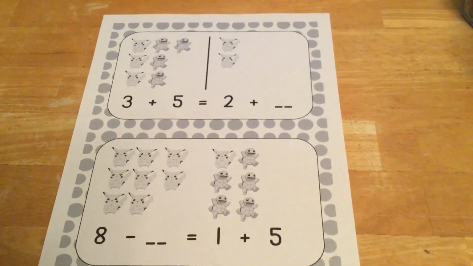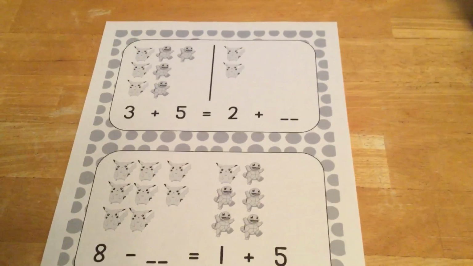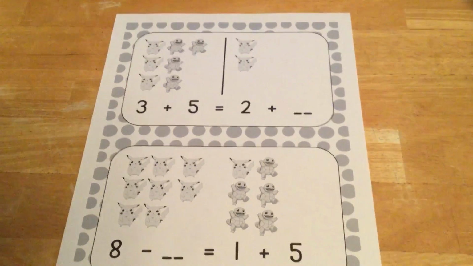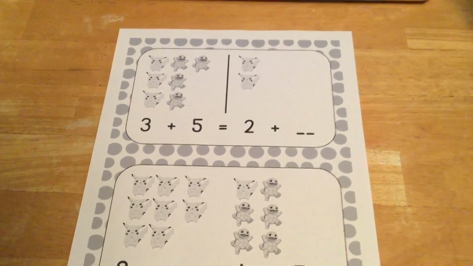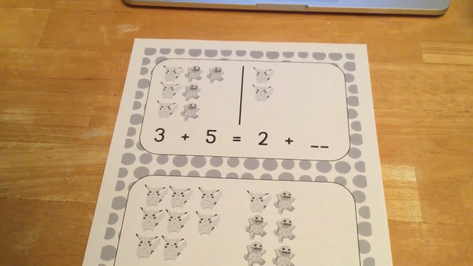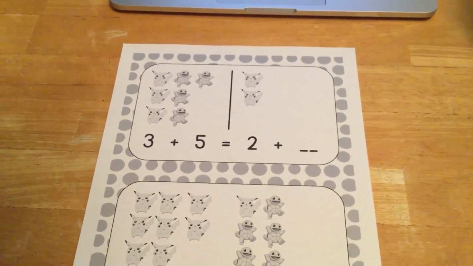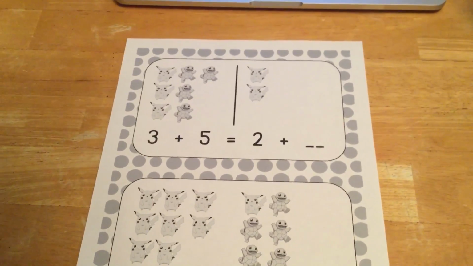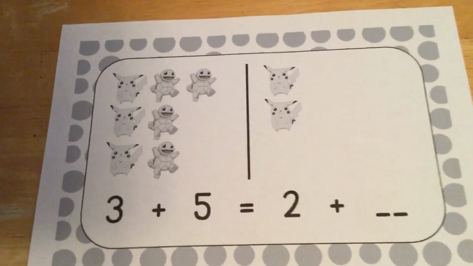Hi, boys and girls. Today, we've been working on changing equations to make them actually be true. So you look at them, you figure out whether they are true or not, and then if they're false, then you change them. You change one of the addends or one of the minuends, which is one of the numbers that you're taking away. So I gave you all these sheets.